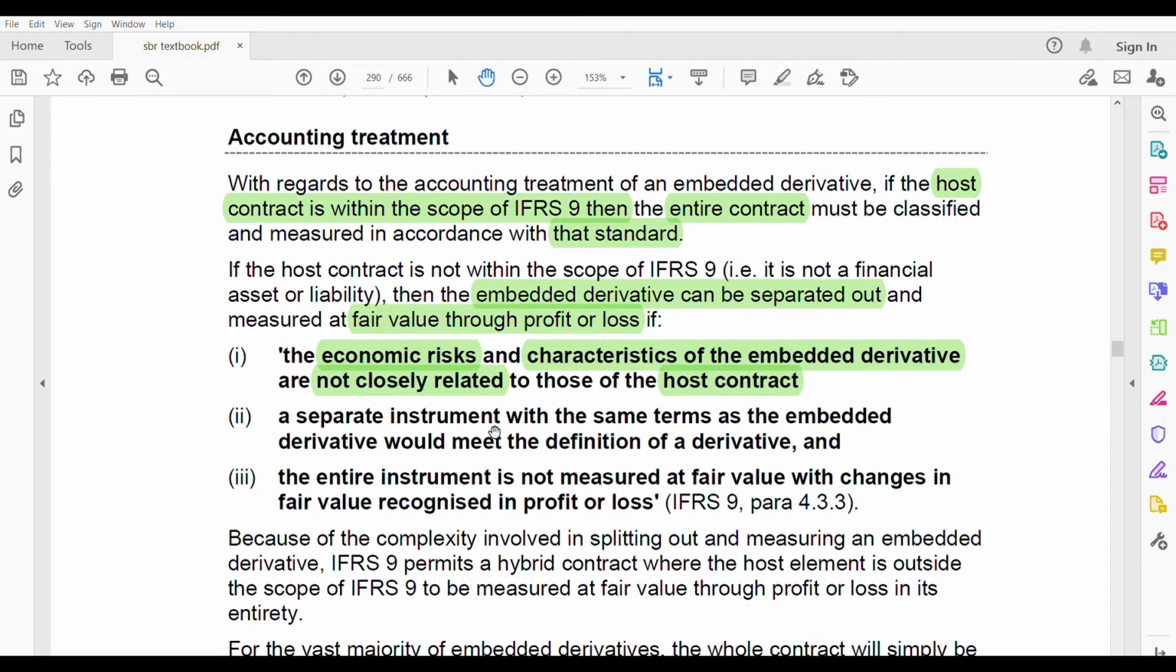Second, a separate instrument with the same terms as the embedded derivative would meet the definition of a derivative. And third, the entire instrument is not measured at fair value with changes in fair value recognized in profit and loss. Under all these three conditions, you need to separate out the embedded derivative and measure it at fair value through profit and loss.